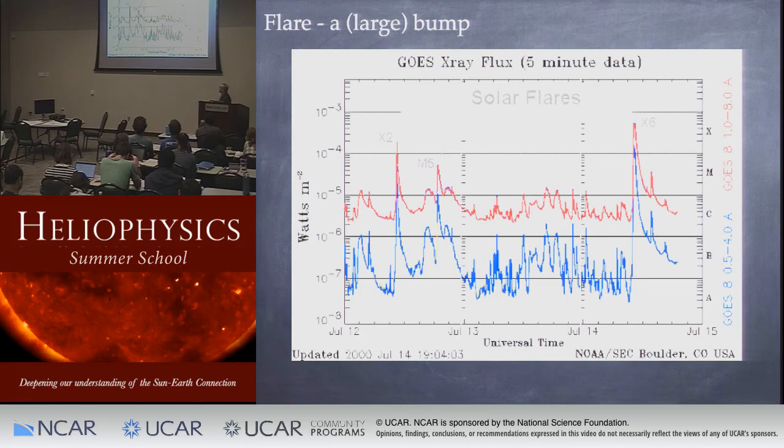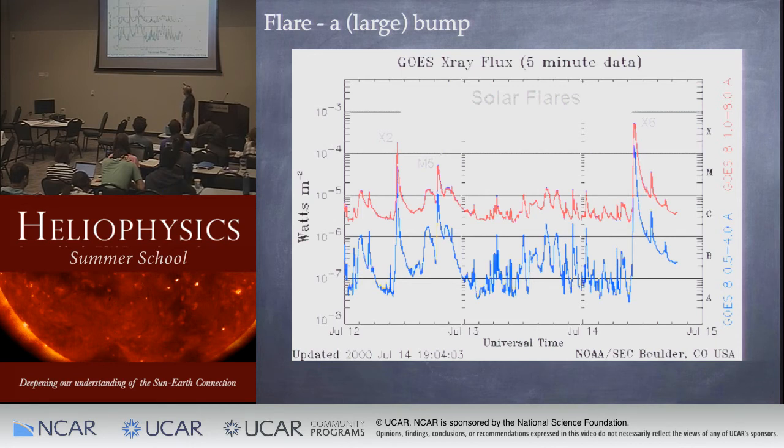What is a flare? A flare is a large bump in the signal. And it can be any signal. It can be a specific line, it can be the integrated light, it can be a radio signal, it can be whatever, right? That's what we call a flare. A flare is a significant and quick increase in the time series we have of a specific quantity that we measure, that then drops back to normal.